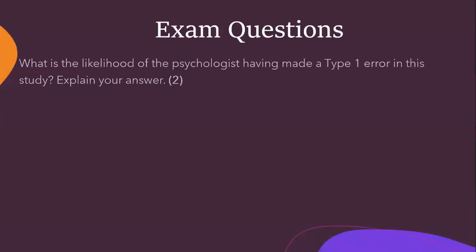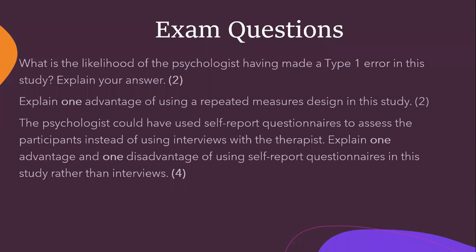In your exam questions, and these 3 questions should look very familiar to you. What is the likelihood of the psychologists have made a type 1 error in this study? Explain your answer. Explain one advantage of using a repeated measure design in this study. Psychologists could have used self-reported questionnaires to assess a participant instead of using interviews with the therapist. Explain one advantage and one disadvantage of using self-report questionnaires in this study rather than interviews.